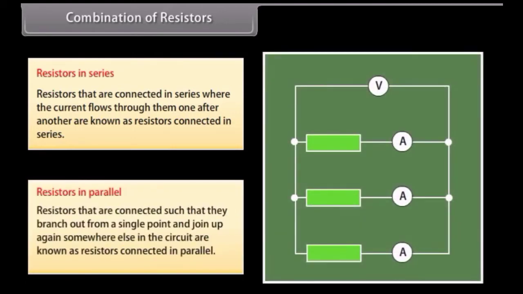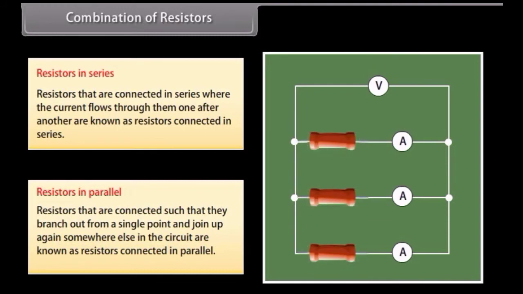Resistors in parallel. Resistors that are connected such that they branch out from a single point and join up again somewhere else in the circuit are known as resistors in parallel. Here the current through each component is the same as if it were the only component present. So the total current flowing through the battery is the sum of the currents flowing through each branch.